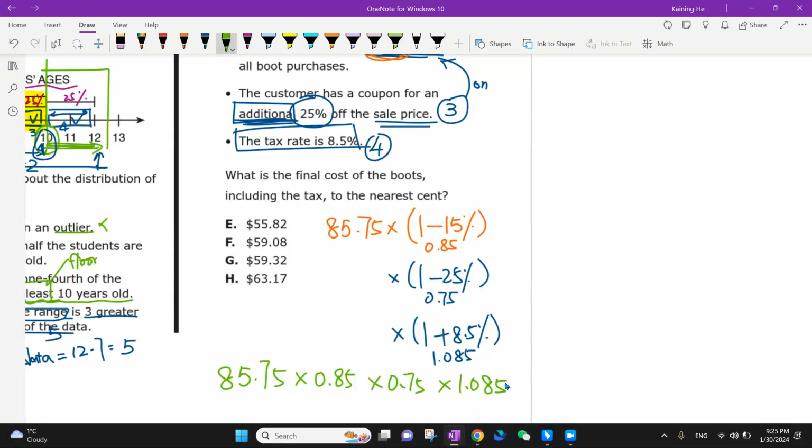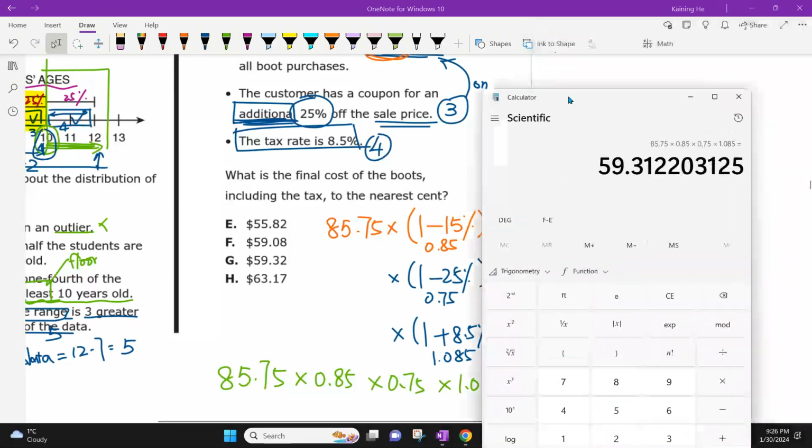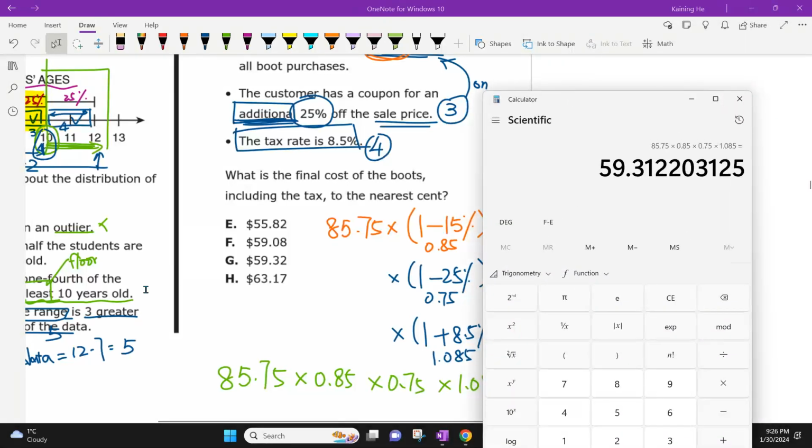In here, this one is the one with the most decimals. So if you have time, this is why in our SHSAT, we always encourage you to use as much of the time that you need on the heavier calculations. But the rest, we got to find the tactics, and then our techniques of finding the answer. Let's take a look at this one. We're going to times 0.85, times 0.75, and times 1.085. And our final answer is just that. And here our answer is 59.31.